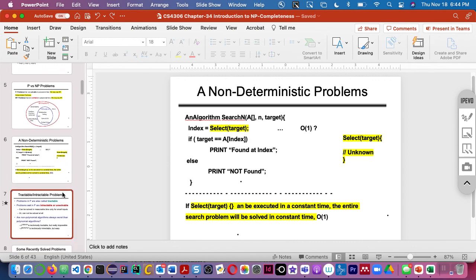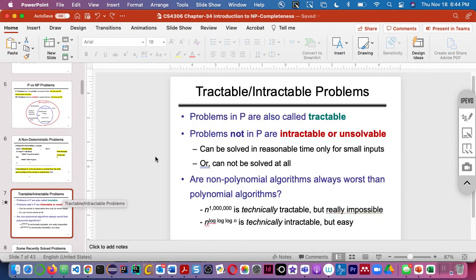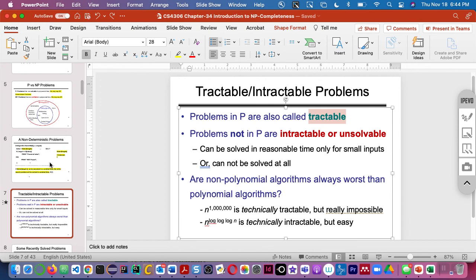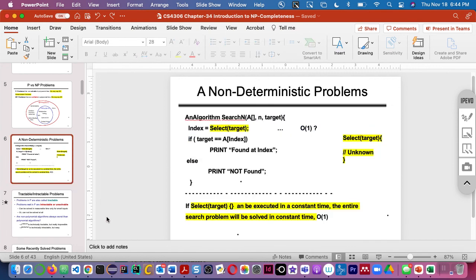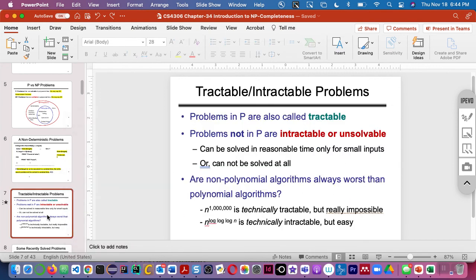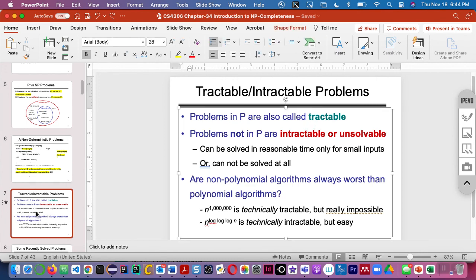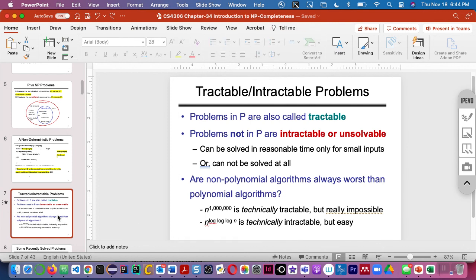In another way, it is called a tractable problem. P is called tractable, meaning we know what is going on, tractable or deterministic. If we do not know how it is going, then it's called intractable or an unsolvable problem. There are many problems in this world that are still unsolvable, still not solved, right? Can you tell us some problems that are not solved yet?